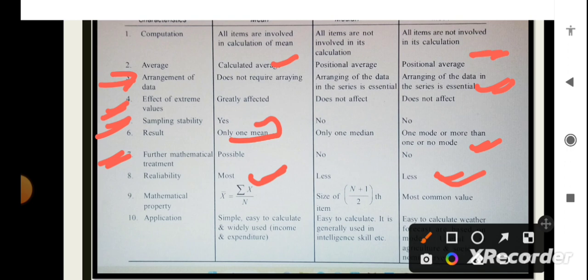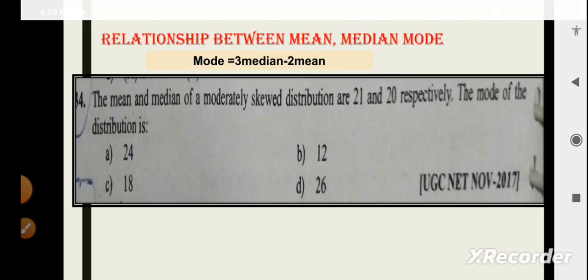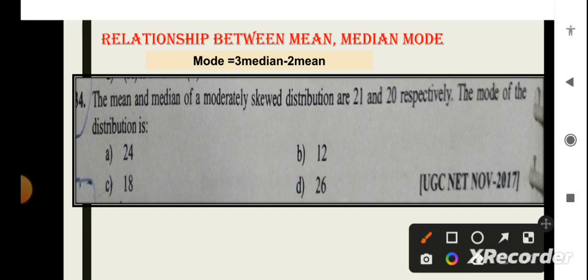Mean is used to calculate income and expenditure. Median is used to calculate intelligence skill, and mode is used to calculate the weather forecast, which is useful in agriculture and socio-economic surveys. There is also a relationship between mean, median and mode. That is, mode is equal to 3 median minus 2 mean.